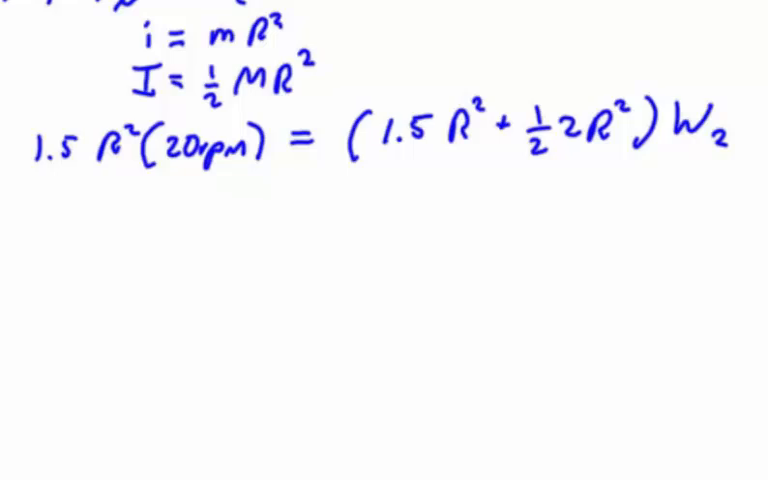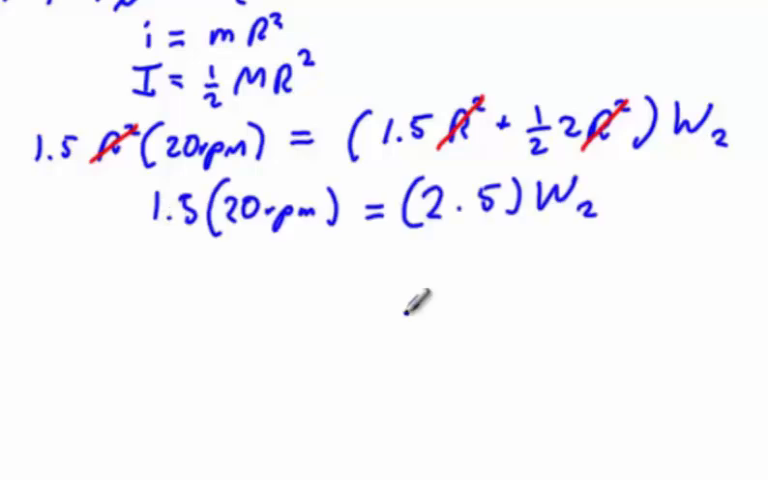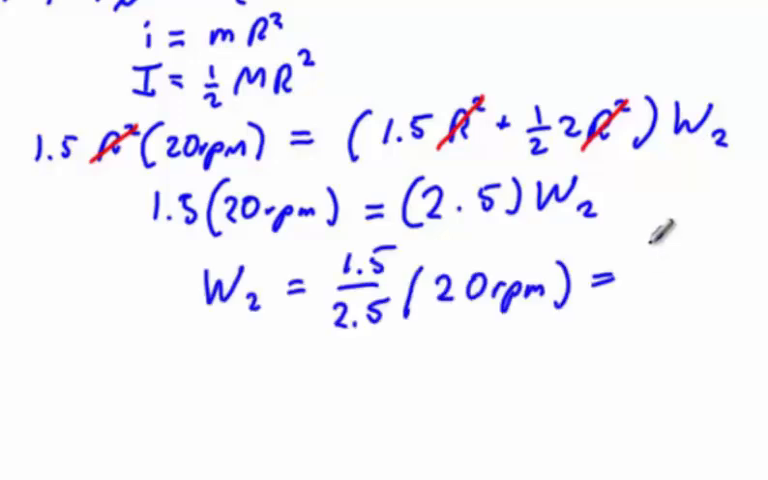We first notice that the radii will cancel at all points in the equation, producing the simpler result. 1.5 times 20 RPM is 2.5 times omega 2. We recognize that RPM, which stands for revolutions per minute, is not our preferred unit for an angular velocity. However, the symmetry of this equation, having an I times an omega on each side of the equal sign, means that we don't have to convert the units. If we're comfortable getting omega 2 in RPM, we can simply cancel the units as they are and get the following result. Omega 2 is 12 RPM.